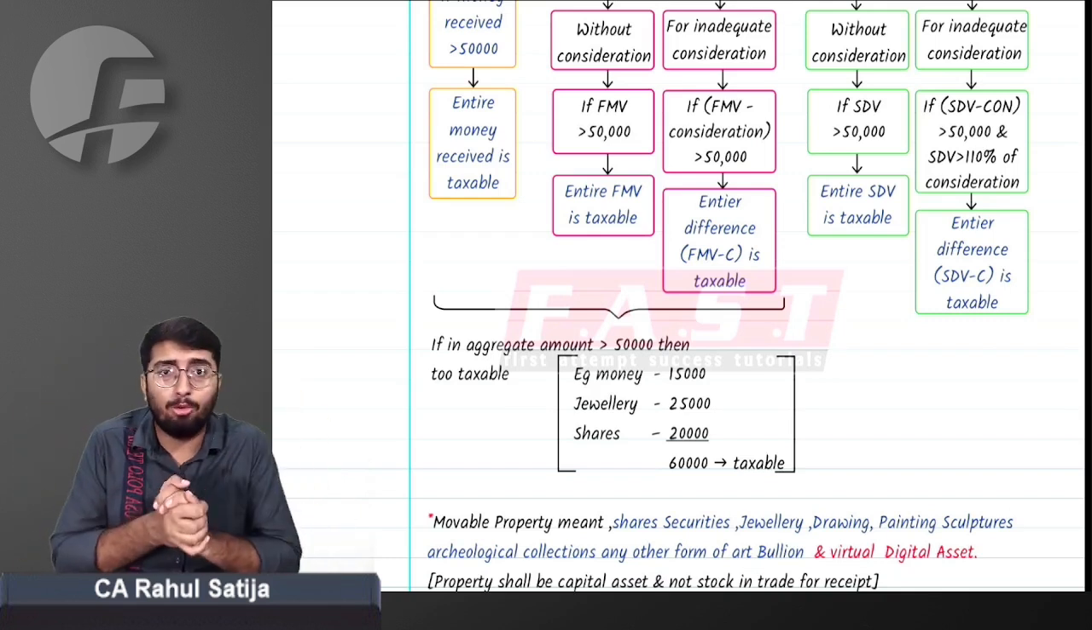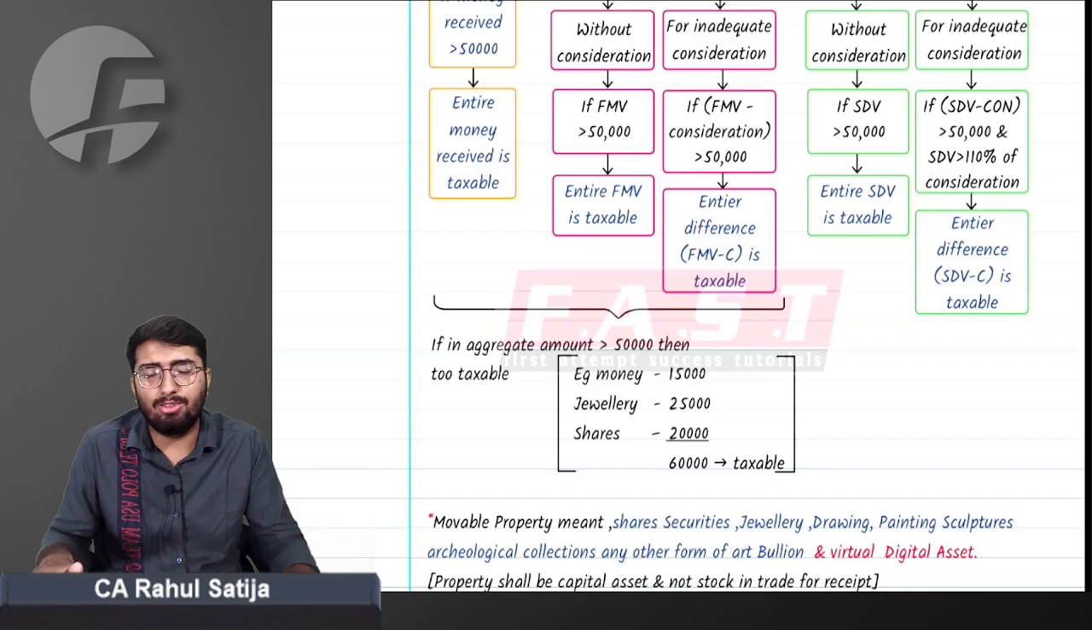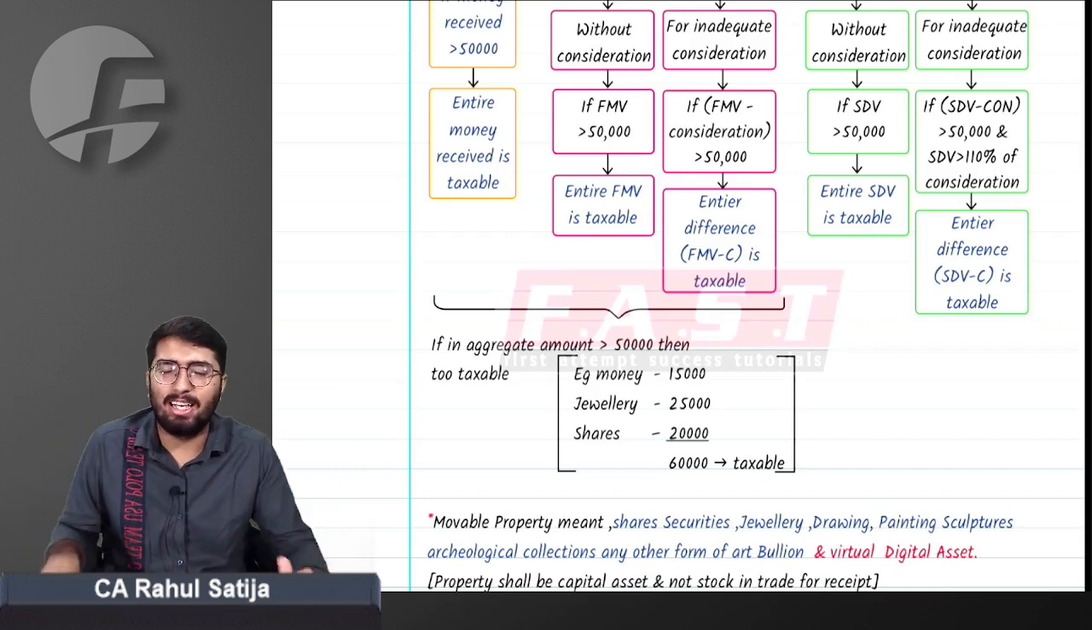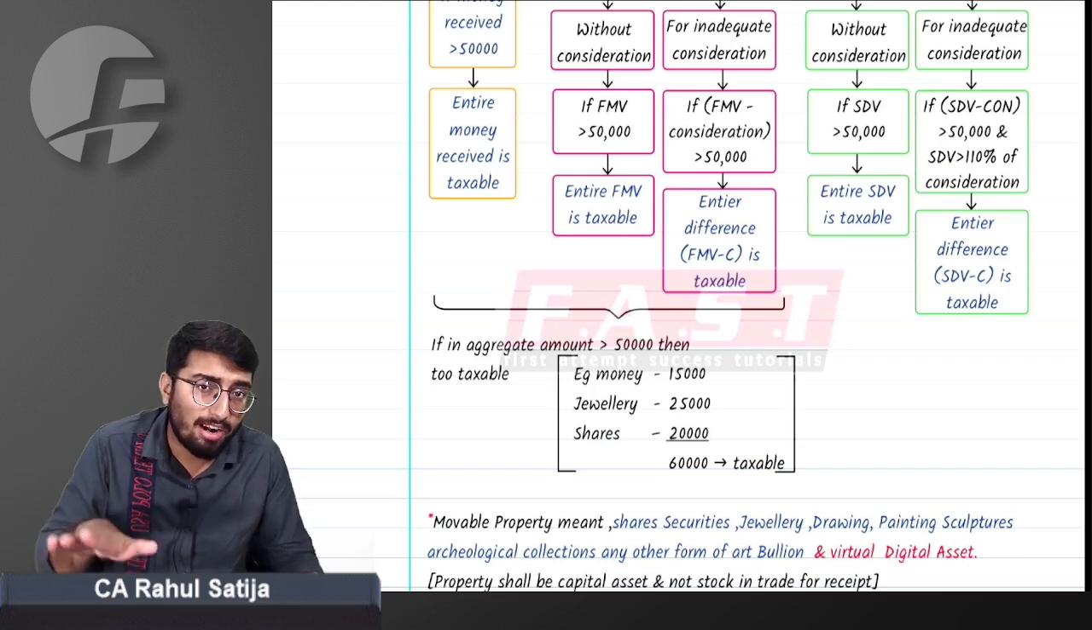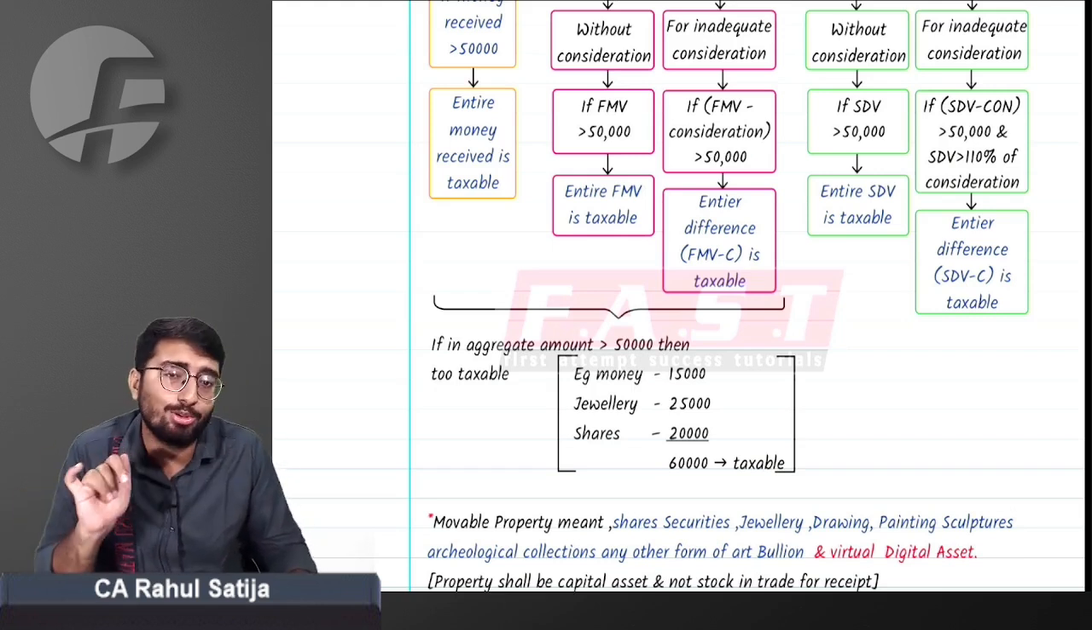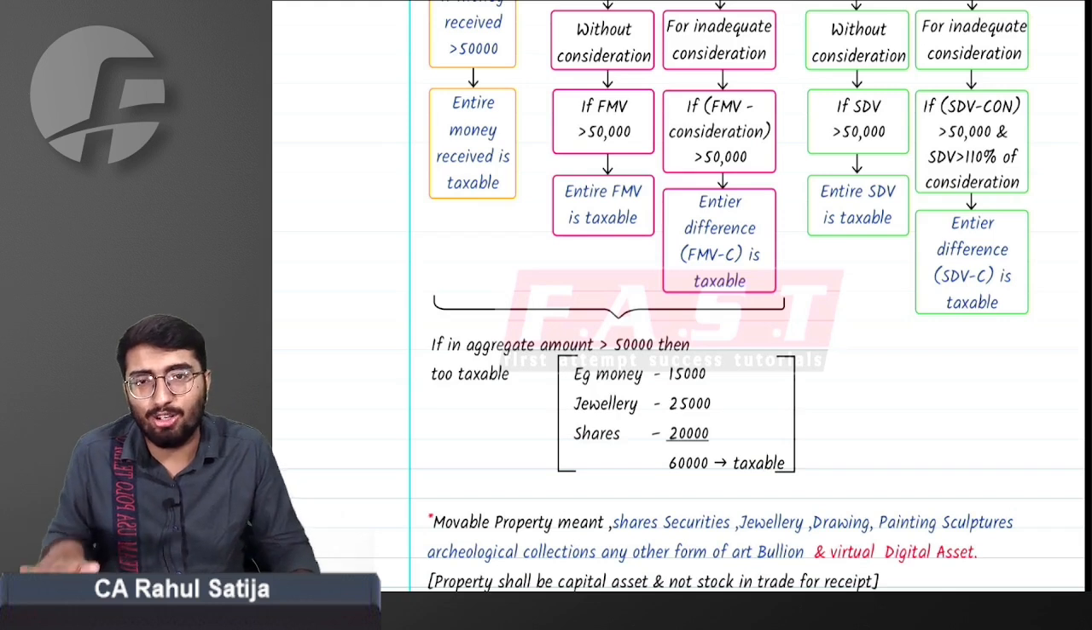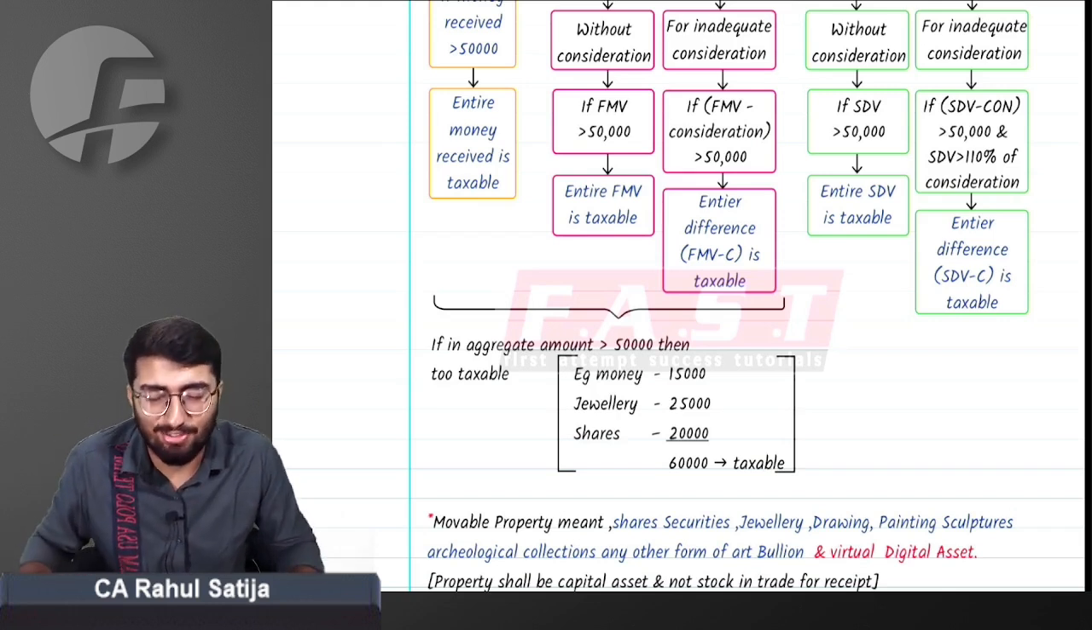If any immovable property is received with SDV greater than 50,000 and it is received for free, SDV will be taxable. But if any immovable property is received at an inadequate consideration, then we have to check whether SDV minus consideration is greater than 50,000 or SDV is greater than 110% of consideration. Then SDV minus consideration will be taxable.